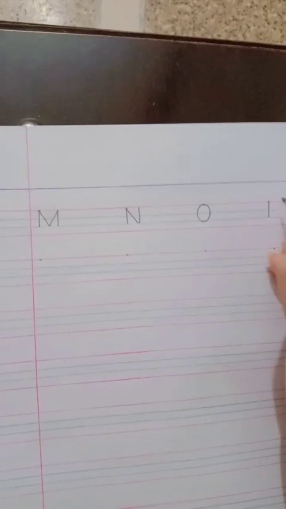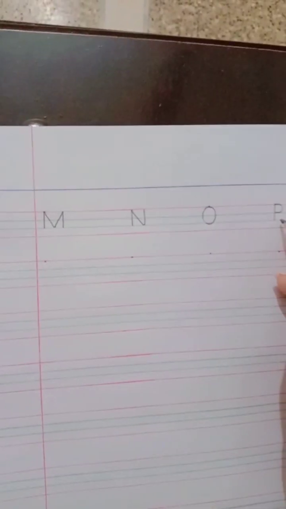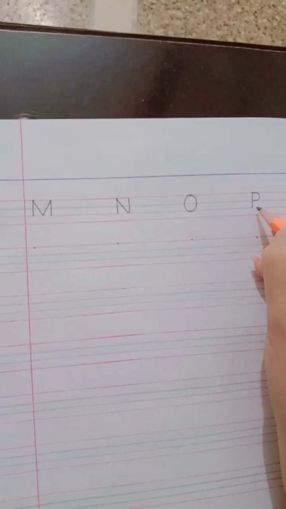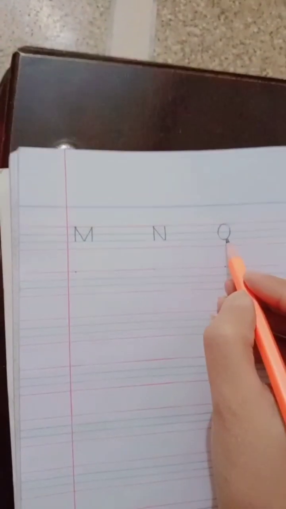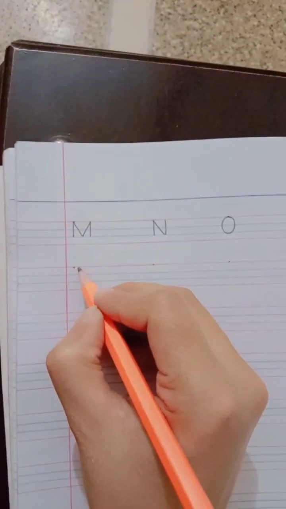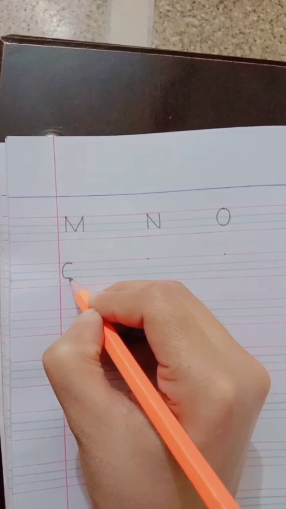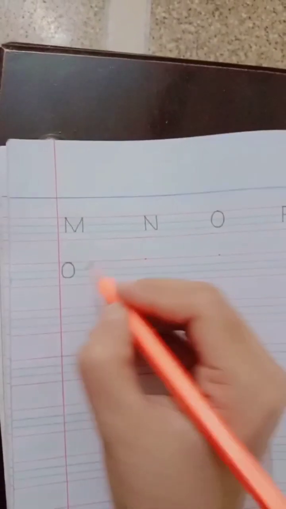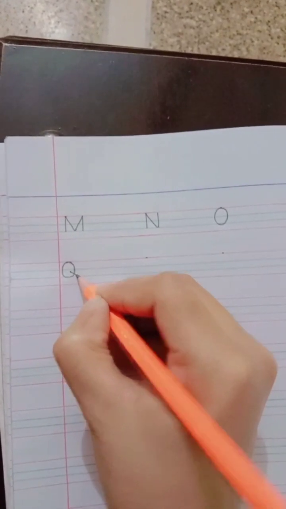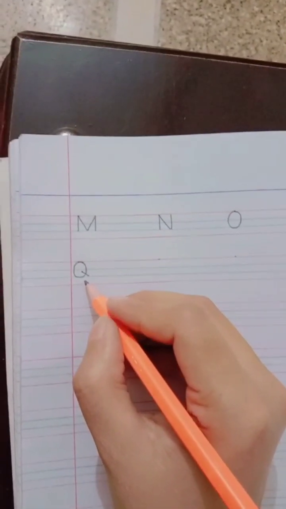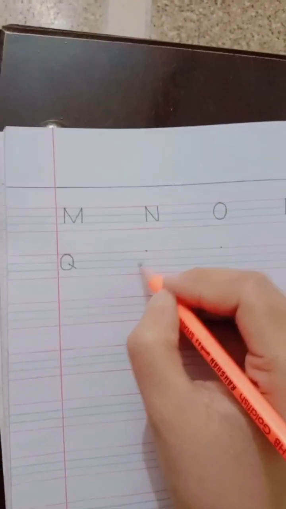The next letter is P. Vertical line, then curve stroke. P. The next is Q. First of all, we will make O and then we will make it Q. Start from the first line, curve, touch the third line, curve, and then from this point we will draw a diagonal line. Q.